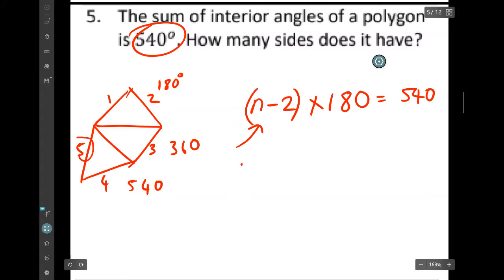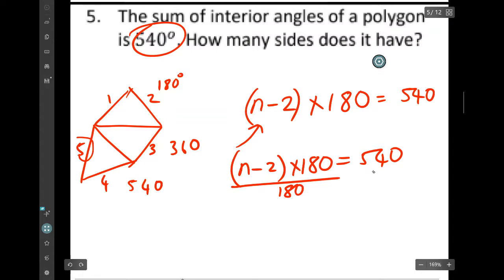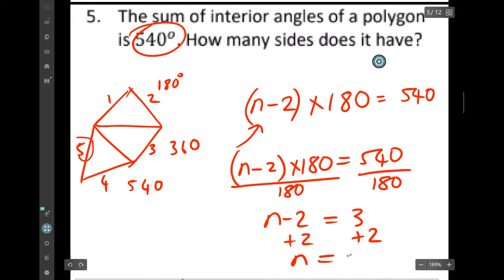So n minus 2 times 180 equals 540. I'm going to divide by 180, divide by 180. So I get n minus 2 is equal to 540 divided by 180, which gives me 3. If I add 2 to both sides, I get n is equal to 5.